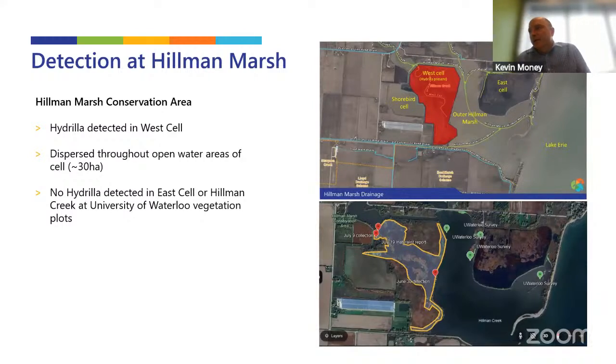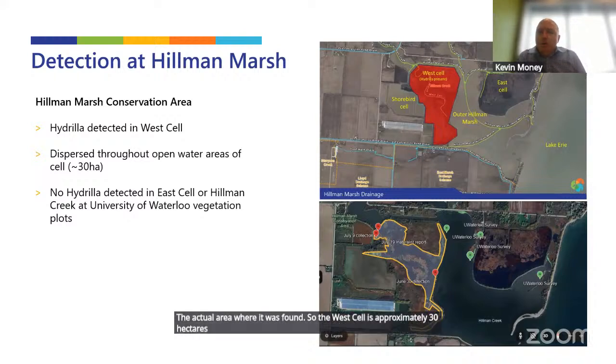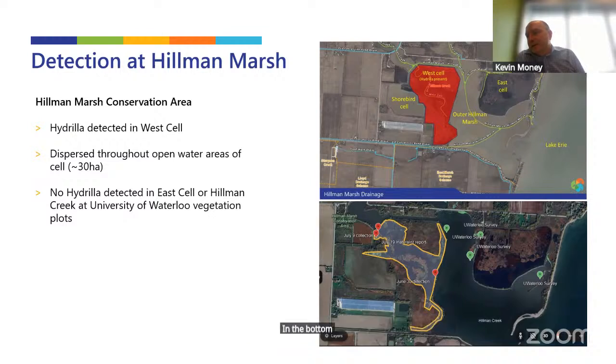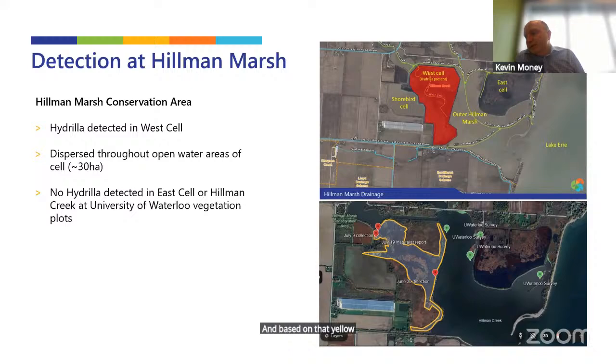The actual area where it was found, the west cell, is approximately 30 hectares, and that's the open water area where there's actually open water. The rest of it has emergent vegetation composed of things like phragmites and cattails. In the bottom slide, you can get a sense of where that 30 hectares actually is, based on that yellow shaped polygon there.